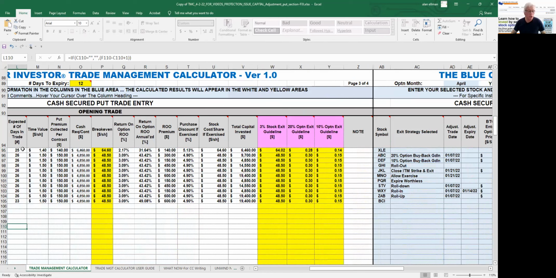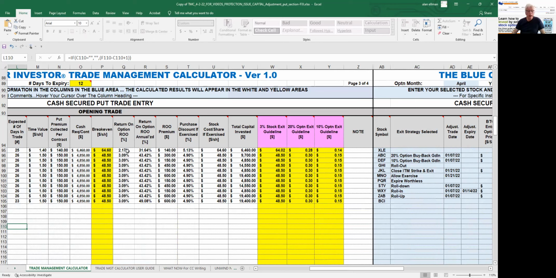It tells us that we're in the trade for 25 days. The dollar amount per share is $1.40, $140 for the 100 shares of underlying. Remember, for puts, we're not actually buying the stock, but we're entering the price of the security at the time that we sold the put. And the cash required is the strike minus the put premium times the number of shares, 100 in this case, $6,460. Now, the break-even price point is 64.60, put strike minus put premium.